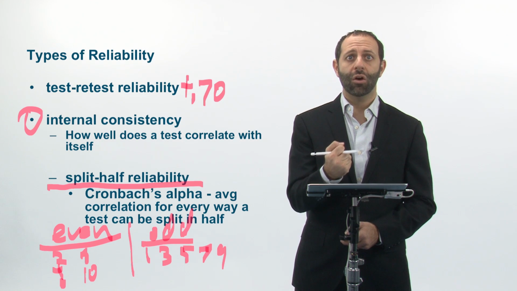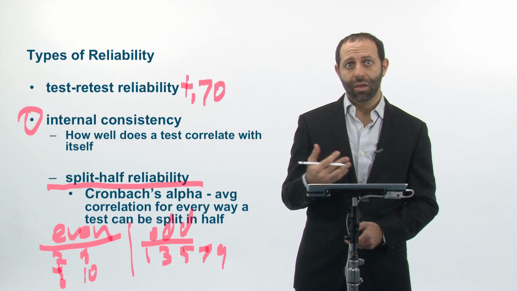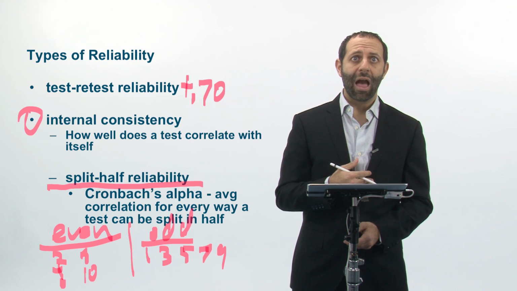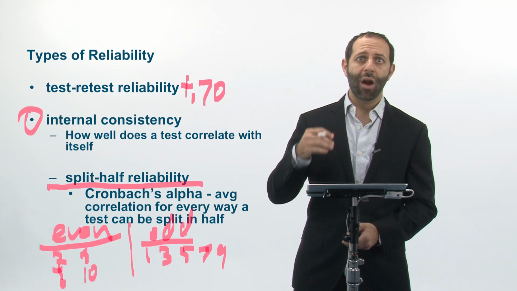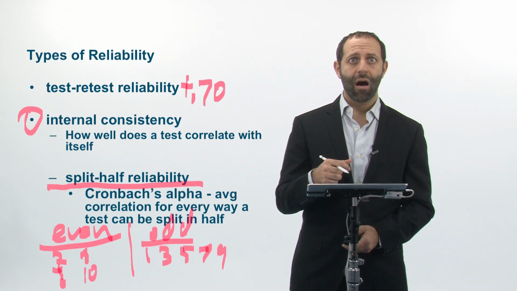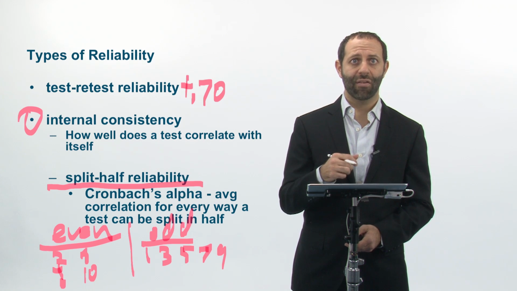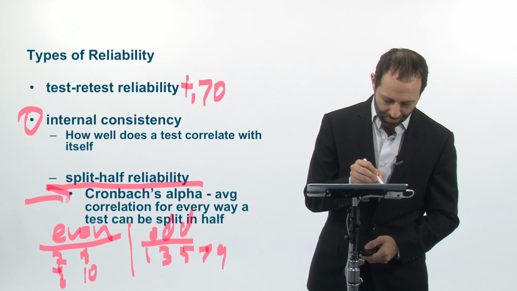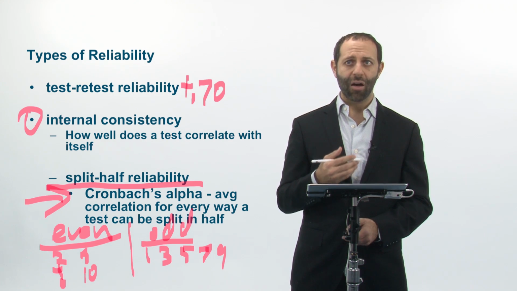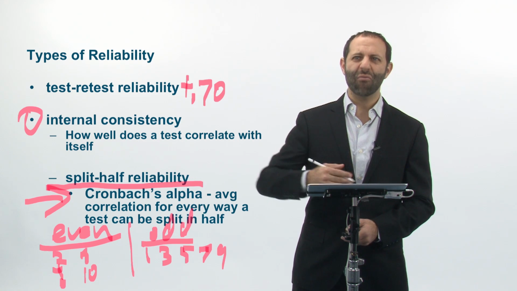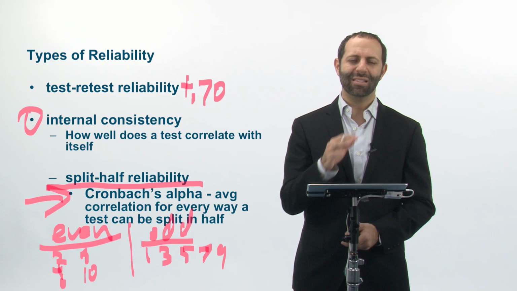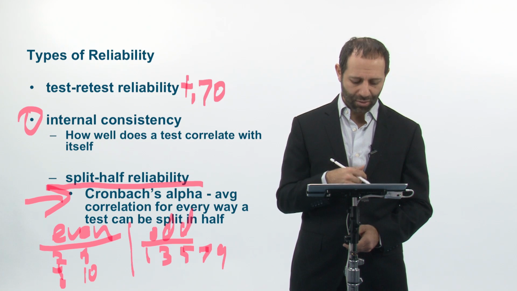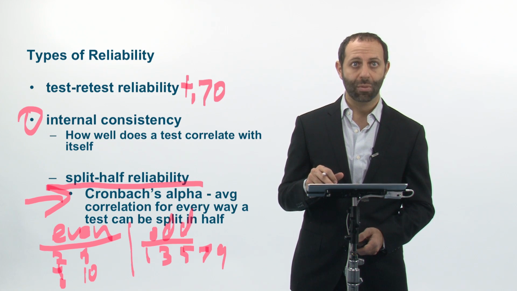How well do they correlate? Thanks to math and to computers, the split half reliability of a test can actually be calculated as the average correlation for every possible way of splitting the test in half. And this measurement is what we call the Cronbach's alpha, hidden right in there. Okay? So the Cronbach's alpha is the average correlation of every single way that a test can possibly be split. It would actually be hard to do just by hand, but it's a very advanced measurement.